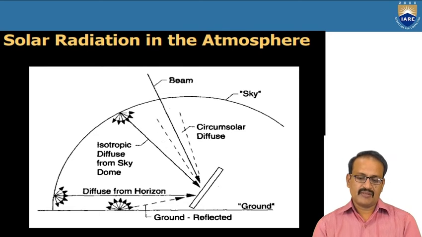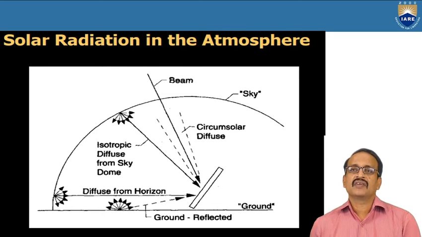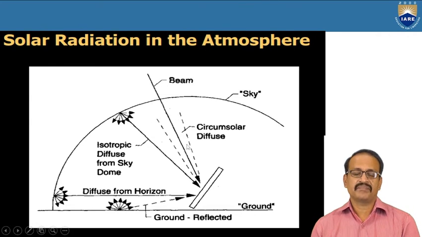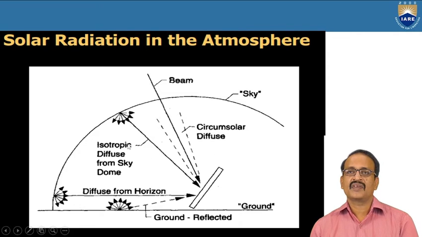So here also you can observe, in that 51%, this is a direct beam, which is not diffused. This is the sky, and this is the direct beam, and this is isotropic diffuse, and this is circumsolar diffuse, and diffuse from the horizon, and this is the reflected from the ground back.